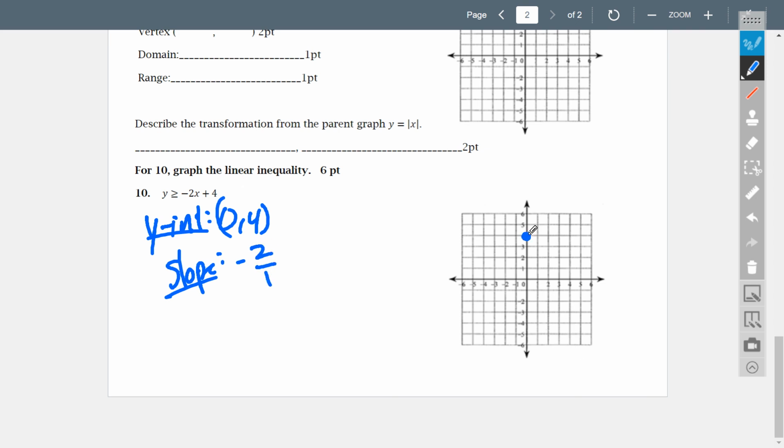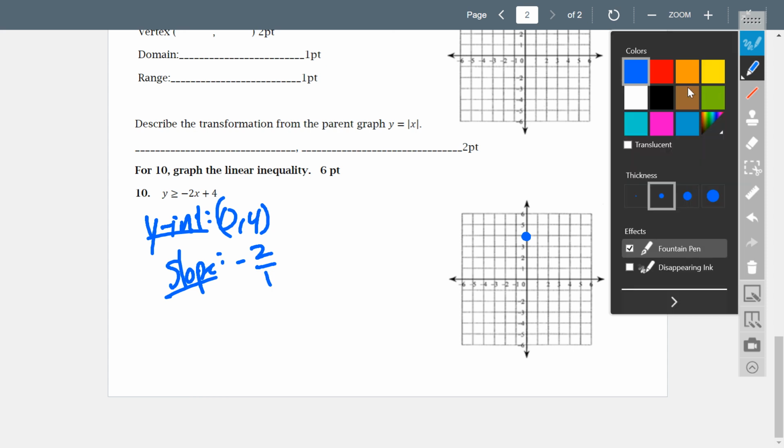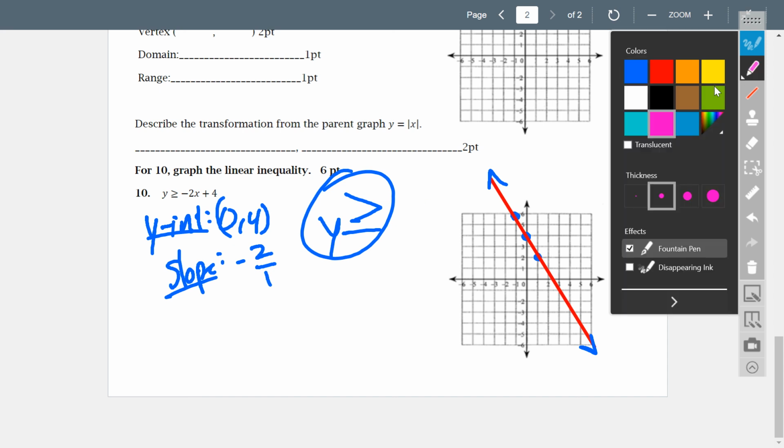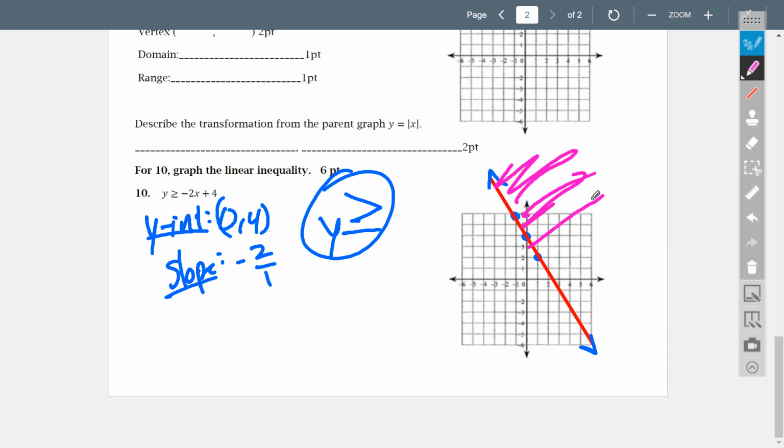So (0, 4) is right here. We go down 2 and over 1, like right here. Or we could go up 2 and over 1, as long as our graph points down. Now the symbol, we have it like this. That tells us that it's a solid boundary. So let me do a solid boundary like this. And then it also says that it's shaded above, because it's opening to the y. So it's shaded above. So the solutions are up here. Everything on the line is a solution. Everything above the line is a solution. So this would be our solution set.